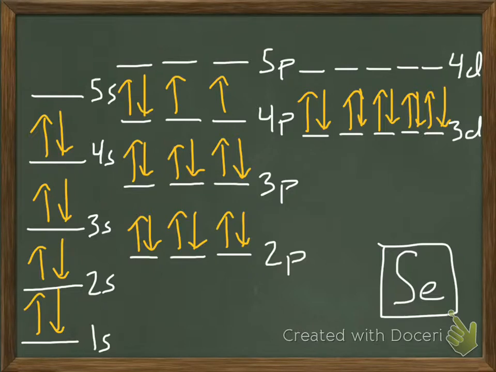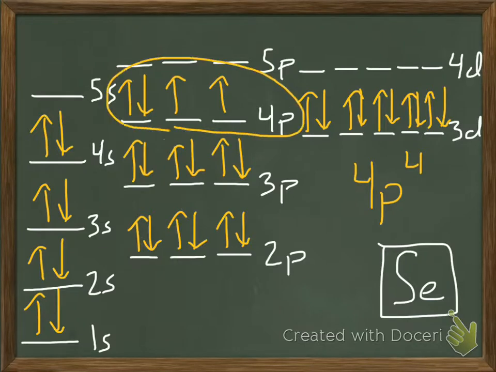So we're finished. So take a look at selenium on your periodic table. It's number 34. Find it. It's in the 4th row. It's in the p block, so it's going to be 4p. And it's number 4. 4p4. So make sure that on your Aufbau diagram you are in the 4p block and that you have 4 electrons. It should match up exactly.